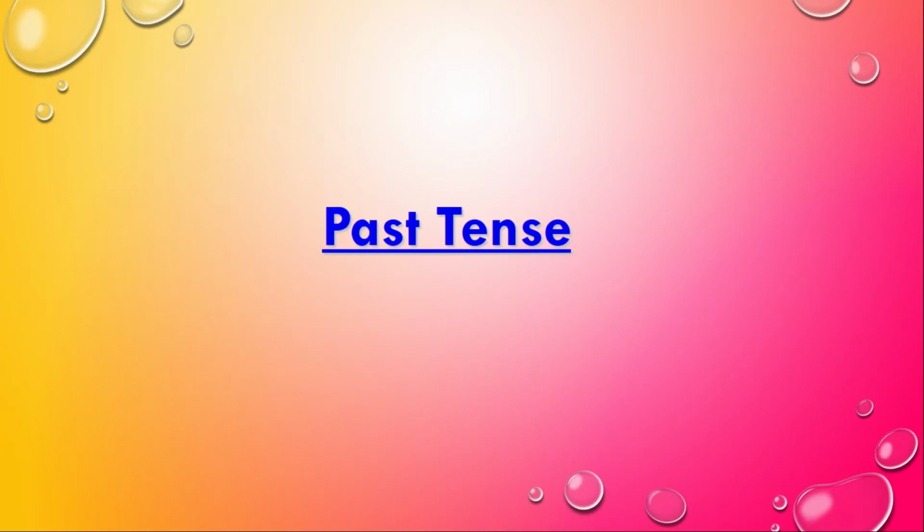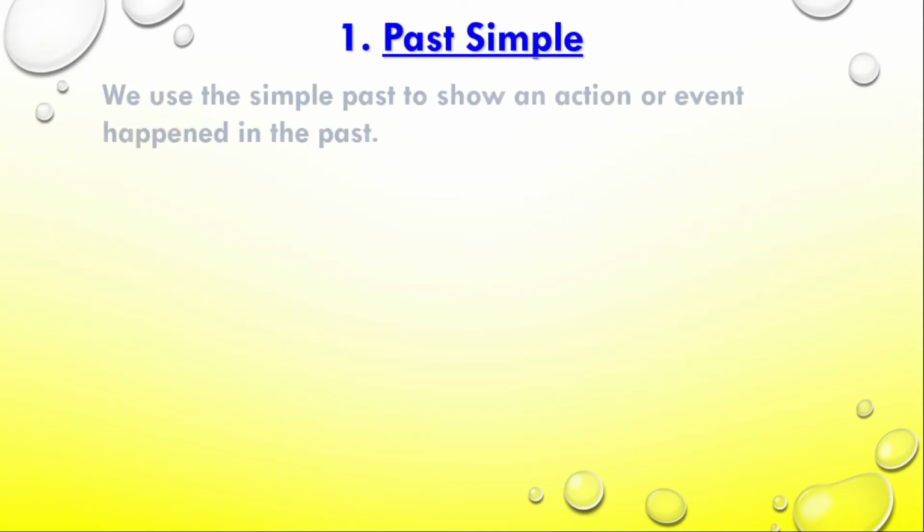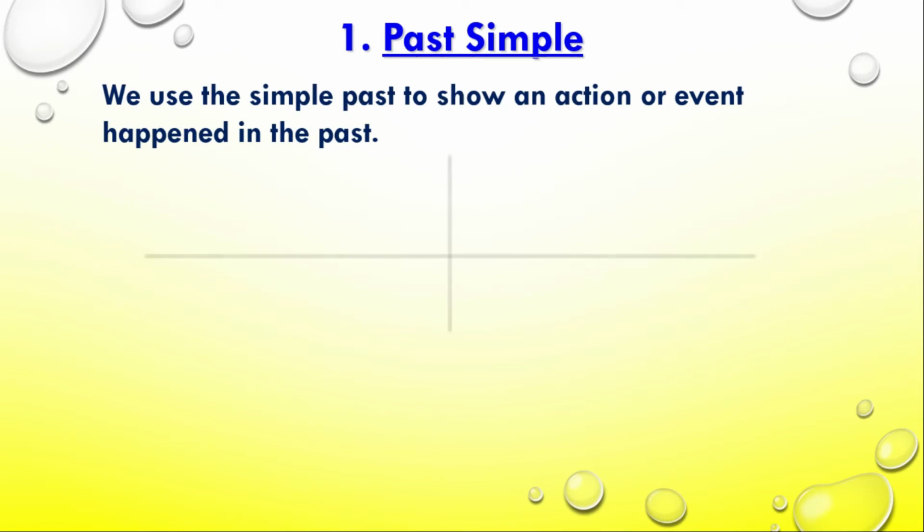Let's go through past tense. There are 4 tenses in past tense. 1. Past simple. 2. Past progressive. 3. Past perfect. 4. Past perfect progressive. Now let's go with past simple. We use the simple past to show an action or event that happened in the past.